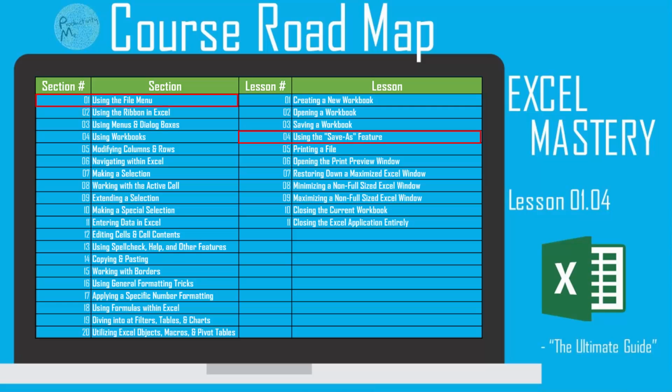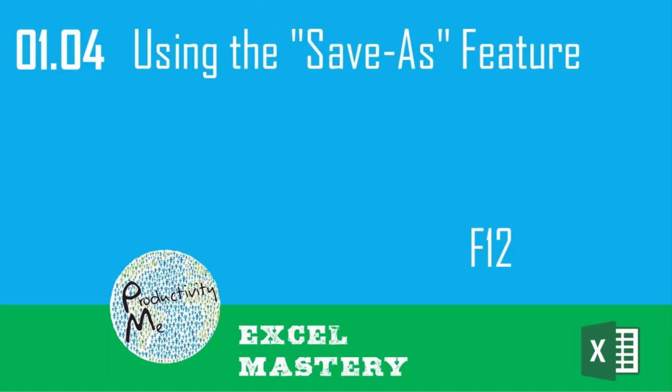In this video, we're going to look at the Save As feature within Microsoft Excel. More specifically, we'll look at using the F12 function key so that we can activate the Save As feature within Excel.